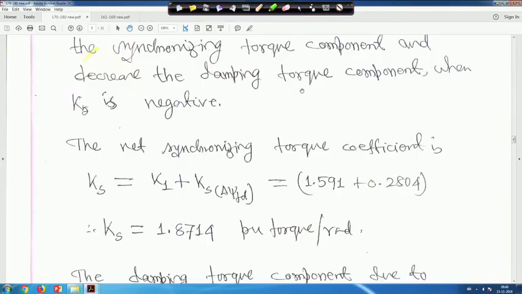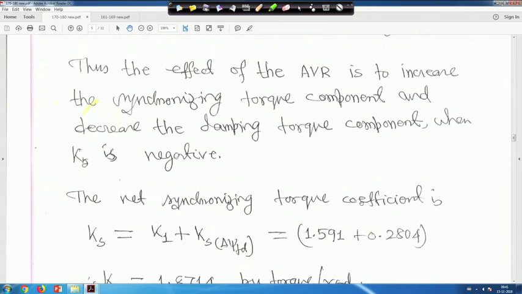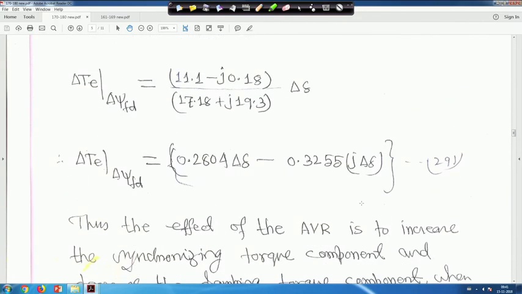Okay, we are back again from the same page. Now, next we will discuss the damping component. The damping torque component due to delta psi f d, we call K_D delta psi f d, is minus 0.3255 j delta delta. That means the second term is j delta delta.